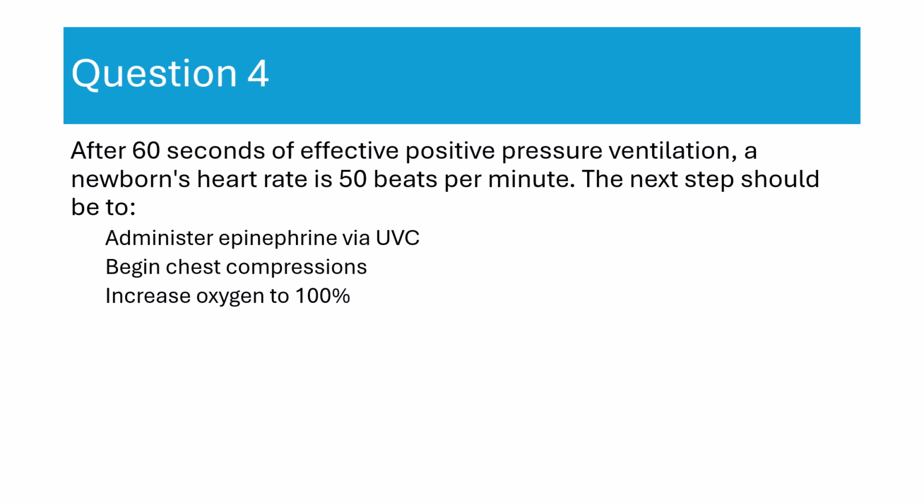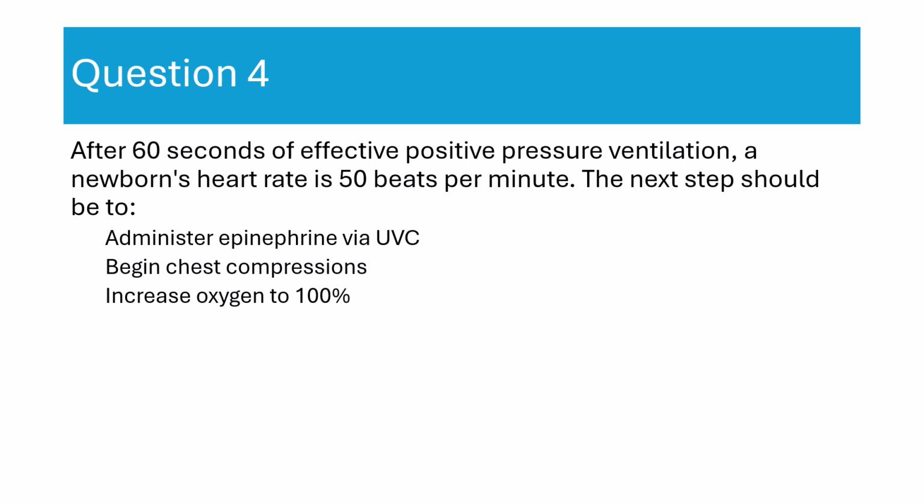After 60 seconds of effective positive pressure ventilation, a newborn's heart rate is 50 beats per minute. The next step should be to: administer epinephrine via UVC, begin chest compressions, or increase oxygen to 100%. The correct choice is begin chest compressions.